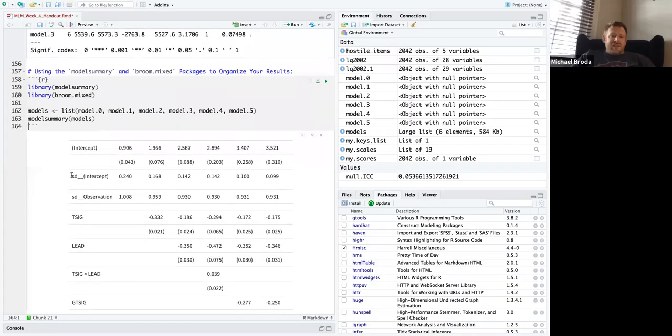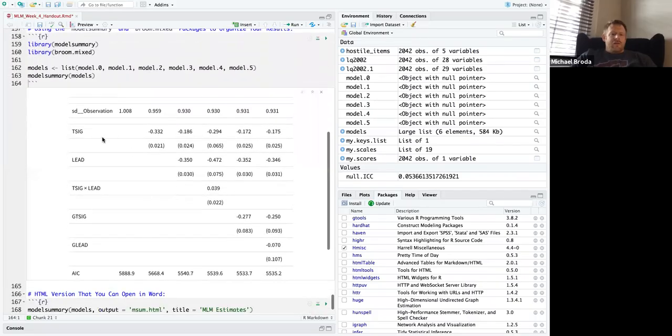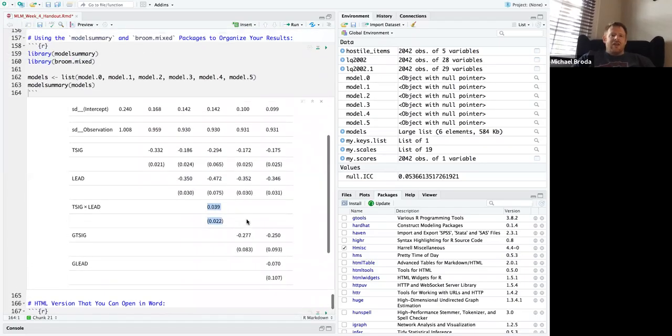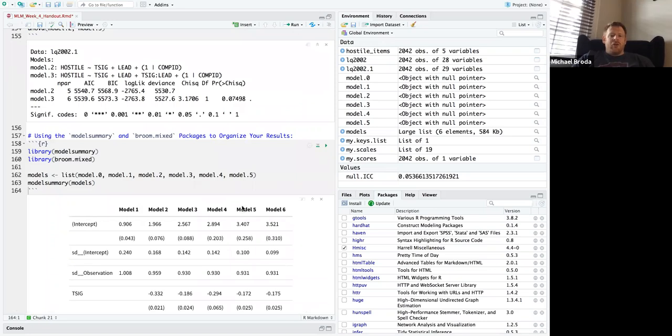This line is the standard deviation of my random intercept. And this is the standard deviation of the individual level error term. That's a little tricky because it's usually a variance. So you could square that if you wanted, or you could just report the standard deviation there. That's fine. Then I have my estimates for t-sig and their standard errors, my estimates for lead, and then this is my interaction. So we can follow the model as it builds from 1, 2, 3, 4, 5, 6.